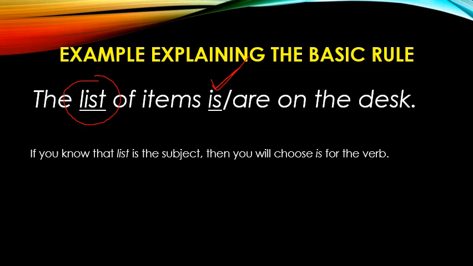Now how to identify a subject in a sentence? The thing which we are talking about in a sentence, that is the subject. For example, Sita is reading a book. Now who's reading a book? Sita. We're talking about Sita. So automatically Sita is the subject.